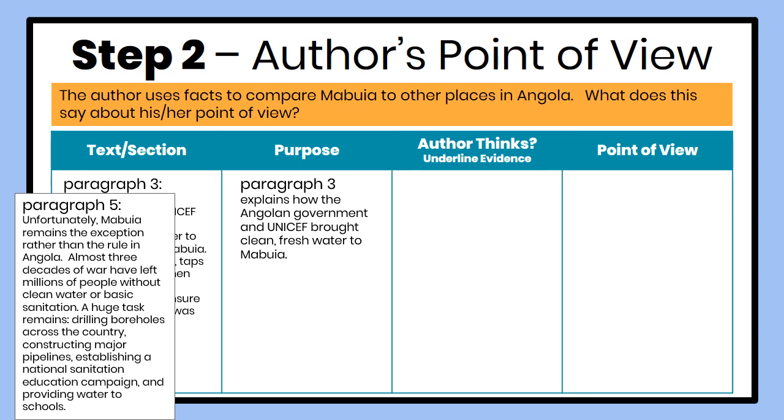Let's look at the next section, paragraph 5. Unfortunately, Mabuia remains the exception rather than the rule in Angola. Almost 3 decades of war have left millions of people without clean water or basic sanitation. A huge task remains: drilling boreholes across the country, constructing major pipelines, establishing a national sanitation education campaign, and providing water to schools. The purpose of this section is to describe the problems in other parts of Angola without access to water.